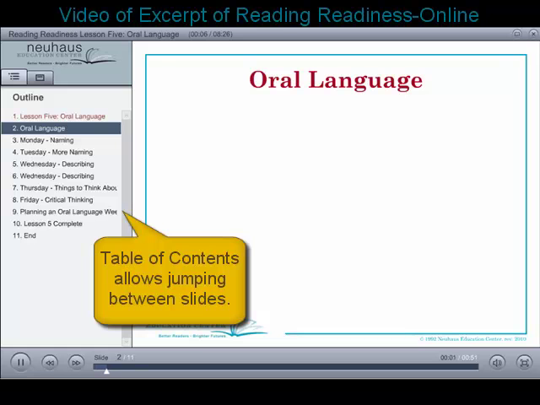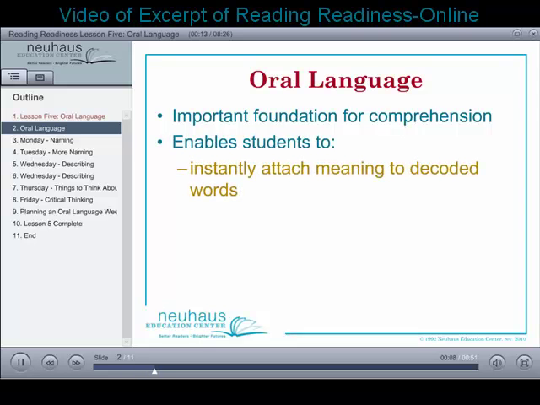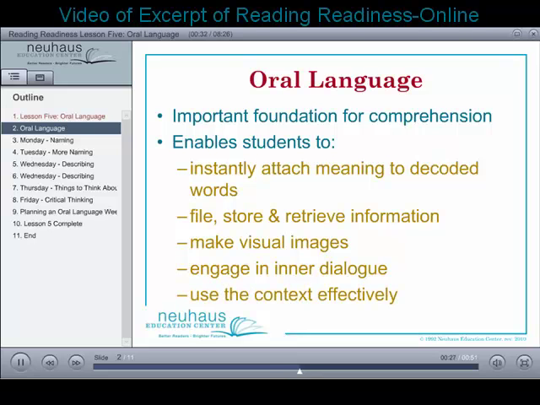Oral language is an important foundation for comprehension. Oral language enables students to instantly attach meaning to decoded words. It enables students to file, store, and retrieve information easily, and it enables students to make visual images of what they are reading. Additionally, oral language enables students to engage in inner dialogue as they read, and it enables them to use context effectively to determine the pronunciation or meaning of unfamiliar words.